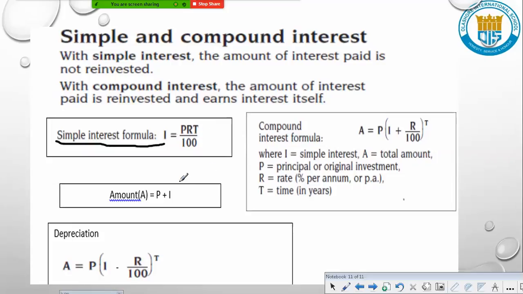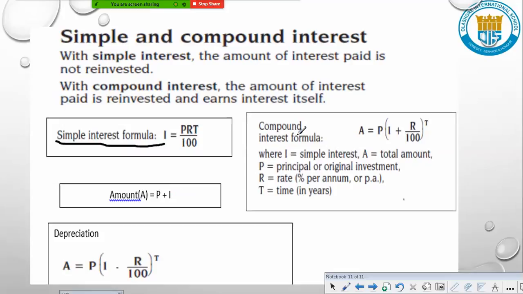So we have amount is equal to principal plus I. So amount is the total money paid back. If, for instance, somebody takes 1,000 naira from you, maybe you charge that person 200 naira interest. Amount is the total money that person is going to give back to you. That'll be 1,000, the money the person borrowed from you, plus the interest 200. That'll be 1,200. So the amount is equal to P plus I.